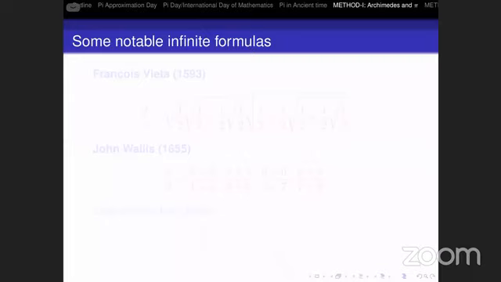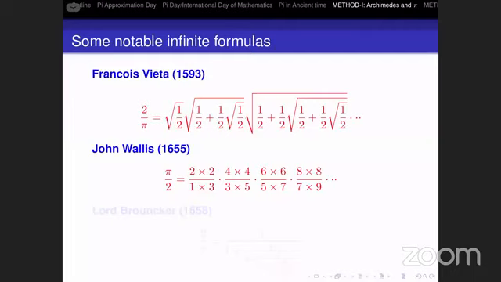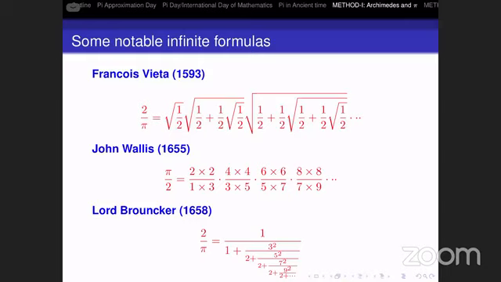Then there are some notable infinite formulas discovered by François Viète in 1593. So for the very first time, it was shown that 2 over pi has an infinite product like this. Then in 1655, John Wallis found another infinite product. This is the famous Wallis product. And then Lord Brouncker transformed this into a very nice, beautiful continued fraction expansion.